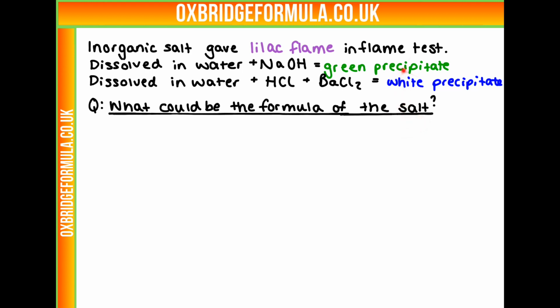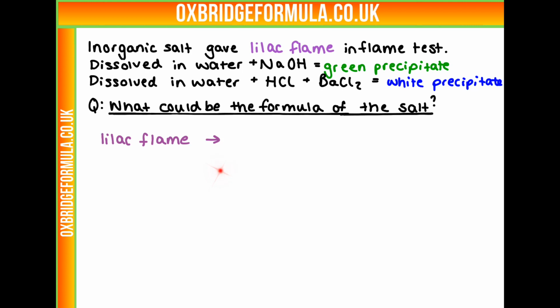So we're given some information about various tests we've done with it, and this should give us some idea of what the salt is made of. So let's go through these tests one by one to see what information we can gain from this. So let's start with our flame test. When we burn the salt, we get a lilac flame.